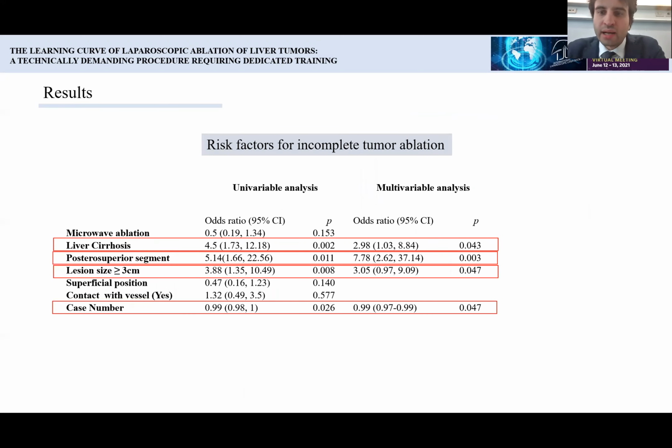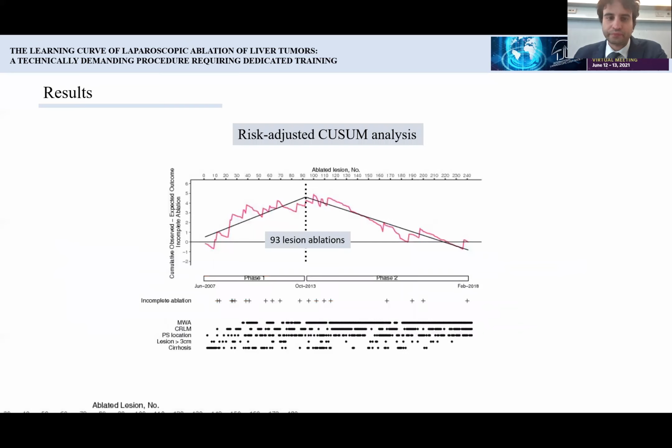At multivariable analysis, the presence of liver cirrhosis, the position in the posterior superior segment, and lesion size above 3 centimeters were all risk factors for incomplete ablation. Therefore, the risk of incomplete ablation was estimated according to a multivariable logistic regression model, taking into account these three parameters. Case number was also a risk factor for incomplete ablation, with the risk decreasing with increasing case number. This confirmed the improvement with time, the existence of a learning curve.